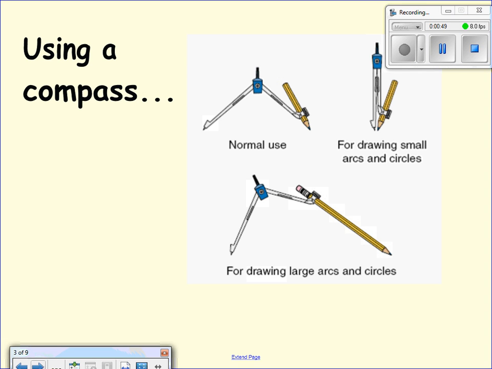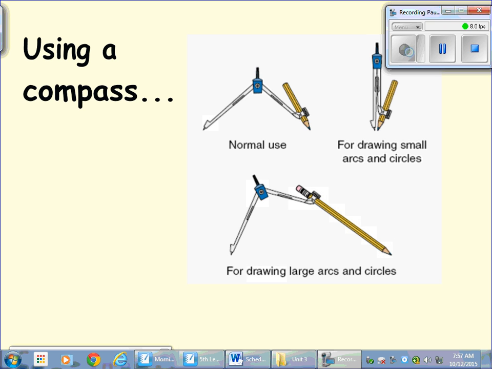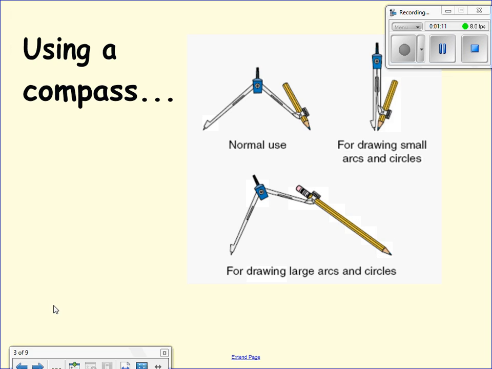Here's a picture of your compass, okay? Don't worry, I have these in class. You'll be able to mess around with them a little bit in math tomorrow, and then we're gonna be using this to recreate triangles as we go. So we're going to be drawing some small arcs and some circles with these. Let's keep on going here. Let's see what we have.